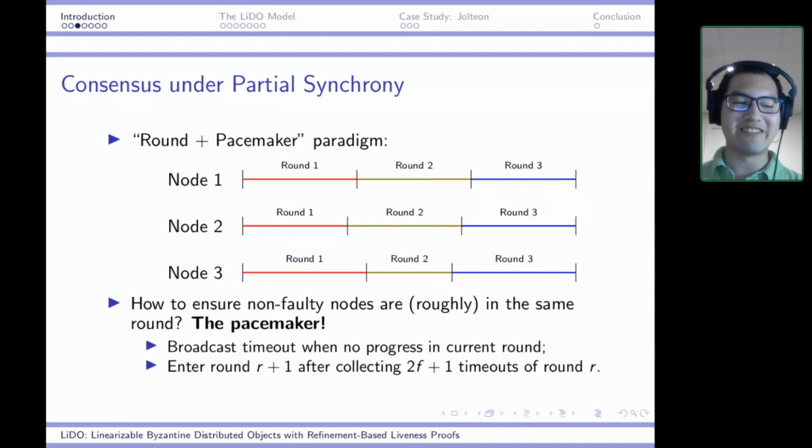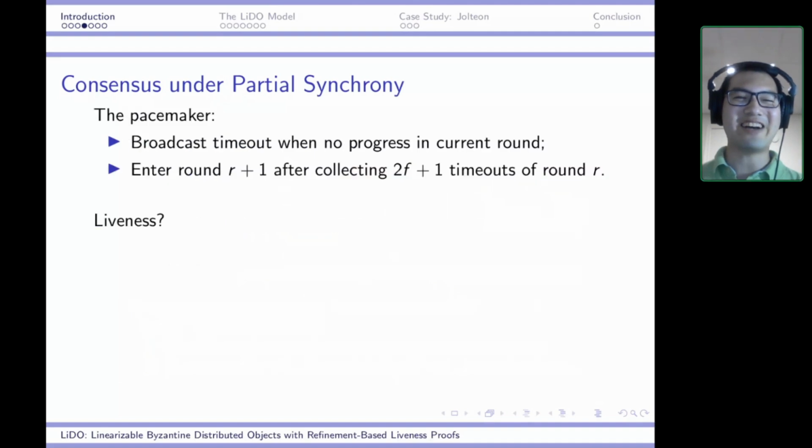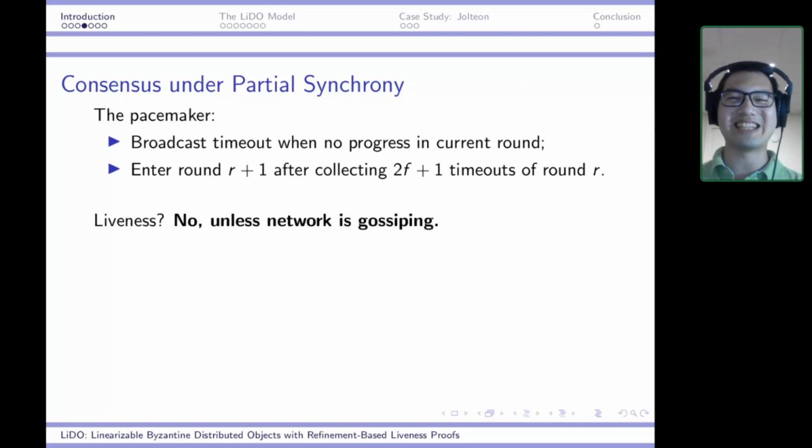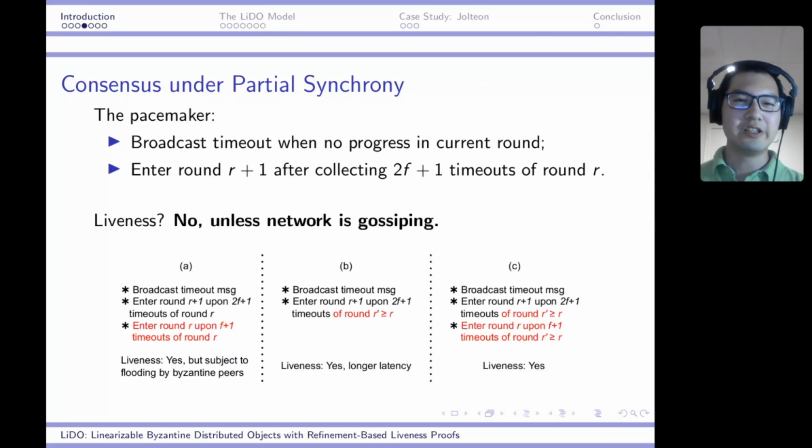Now, here is a very simple description of the pacemaker. You just observe whether there is progress in the current round. If you don't observe any progress, you broadcast a message called the timeout. And if you collect a sufficient number of timeouts, you enter the next round. It sounds very simple, right? However, it turns out this very simple implementation of the pacemaker does not satisfy liveness unless we make additional assumptions on the network. To make it actually work, you need additional tricks. And here you can see several different ways to make it actually live. The red part shows you the difference between these versions. But you can see that they have very subtly different liveness properties, which is why these Byzantine consensus protocols are very difficult to implement correctly.